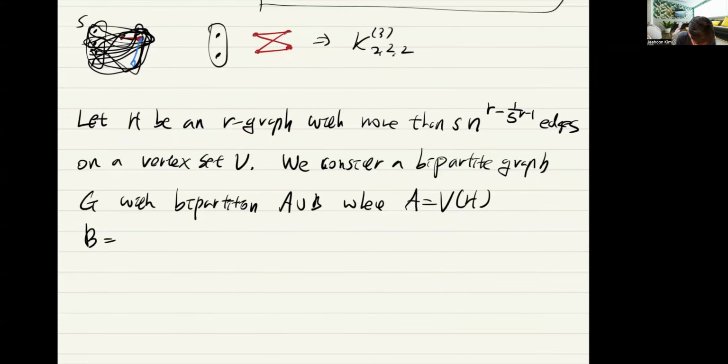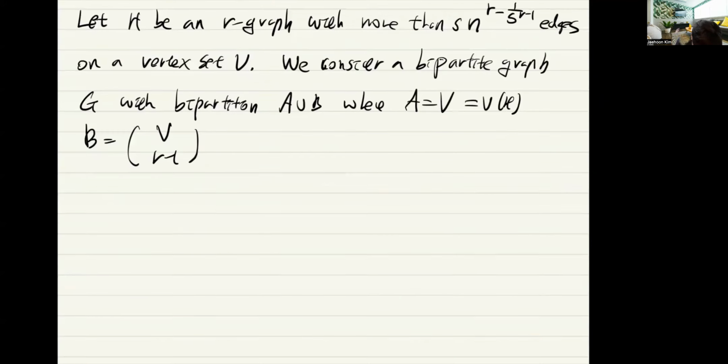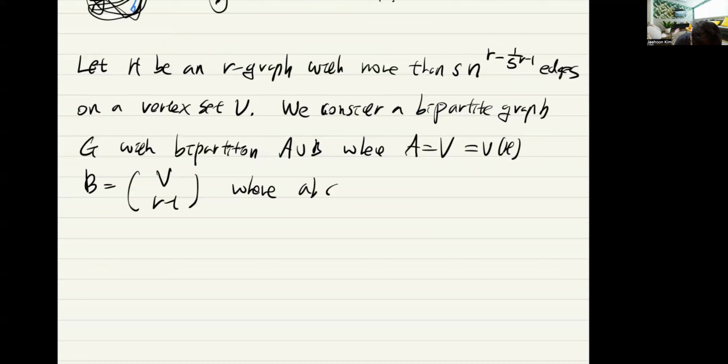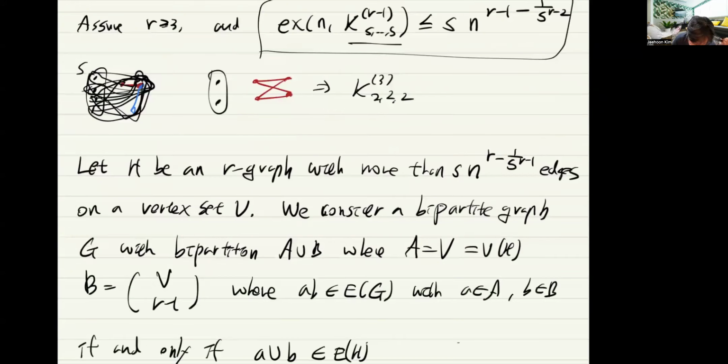And B is the collection of R minus 1 subsets of B. Let's simply write P. In this G, we put an edge between A and B, with A in capital A and B in B, if and only if their union is an edge in H. So we are doing this.